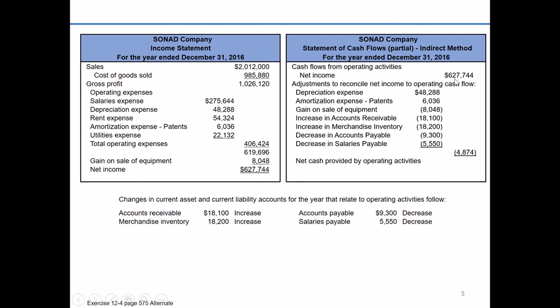If we add that to our net income of $627,744, we arrive at net cash provided by operating activities of $622,870. What's really unique here is that our net income is $627,744, but the cash impact of all those revenue and expense related items is actually lesser. It is only $622,870.